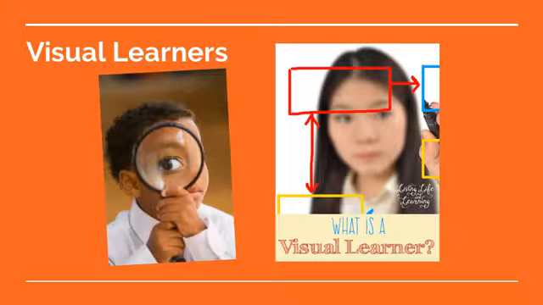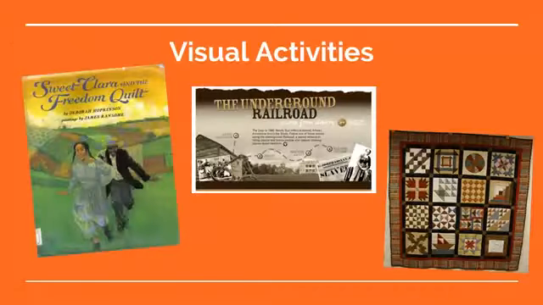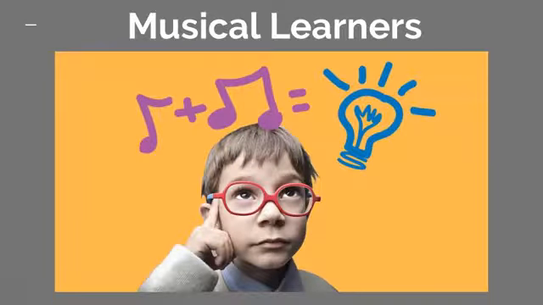Visual learners love to learn through their eyes. They benefit from pictures, videos, maps, anything that they can see and explore to enhance their learning. Visual activities for this unit will include students being able to make their own freedom quilt squares, exploring scholastic.com, the Underground Railroad, and even looking at the pictures of different books such as Sweet Clara and the Freedom Quilt.